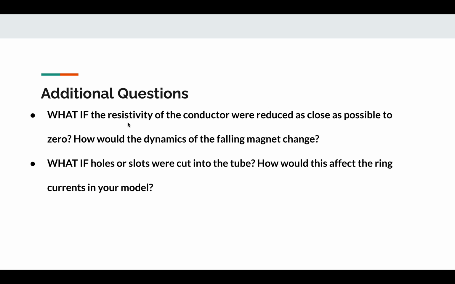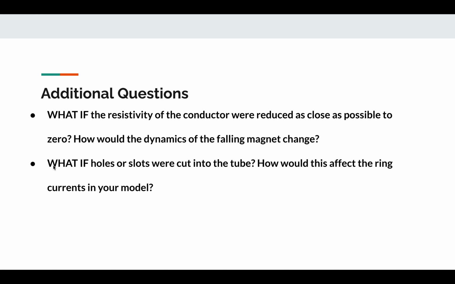Some additional questions. If the resistivity of the conductor is reduced to 0, then the induced current would be close to infinity, and therefore the magnetic force acting on the bar magnet would also reach infinity, and the magnet would fall very, very slowly.